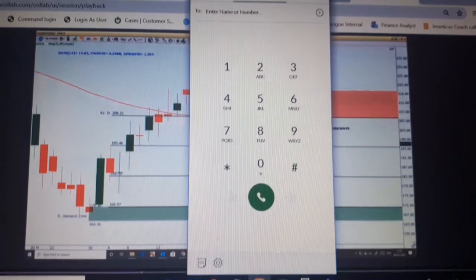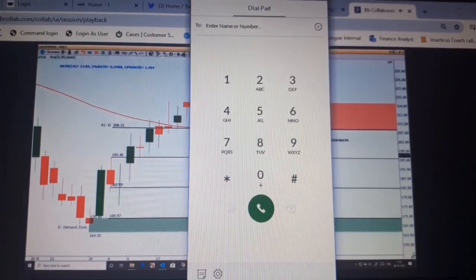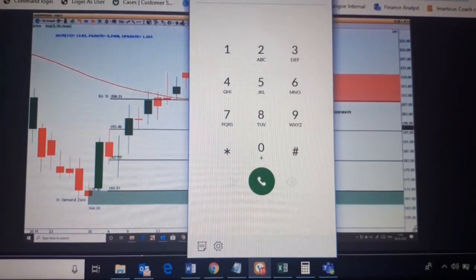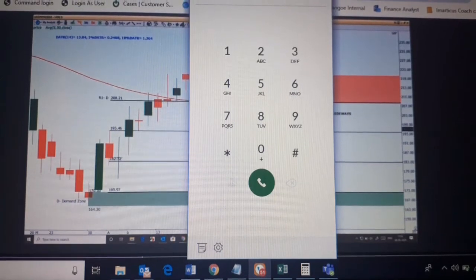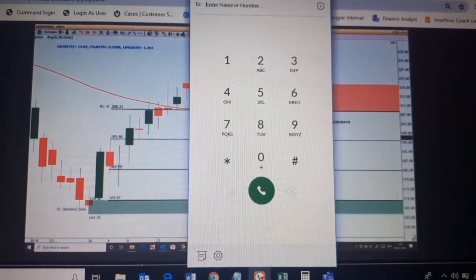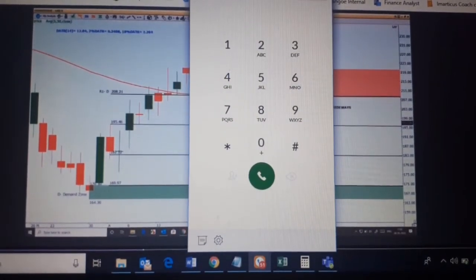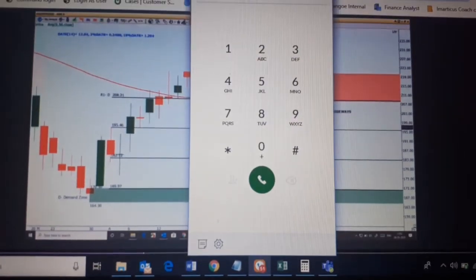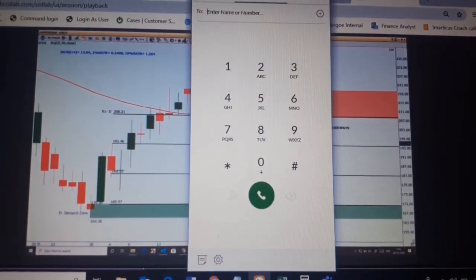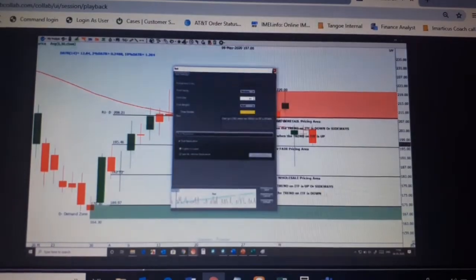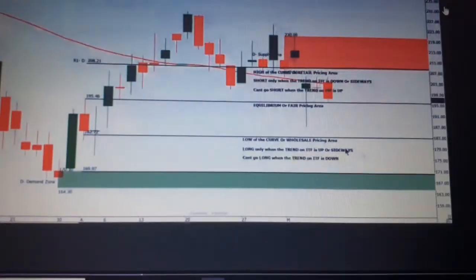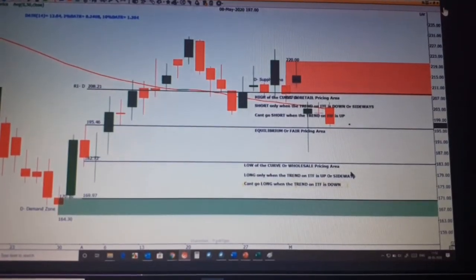But when will I buy? Ask another question to yourself: when will I buy? I will buy when the trend on the intermediate time frame is up. I've just written it, so it's correct. Is up or sideways. Okay.